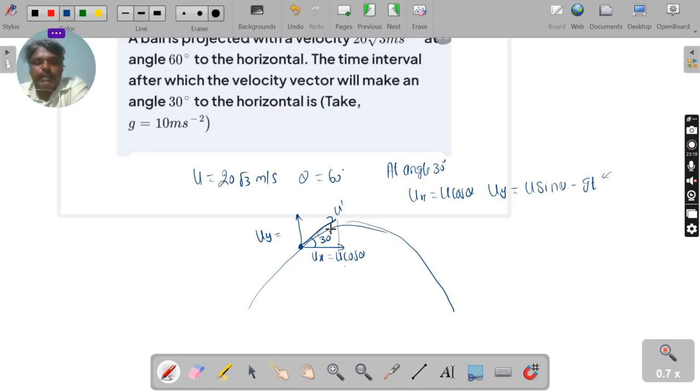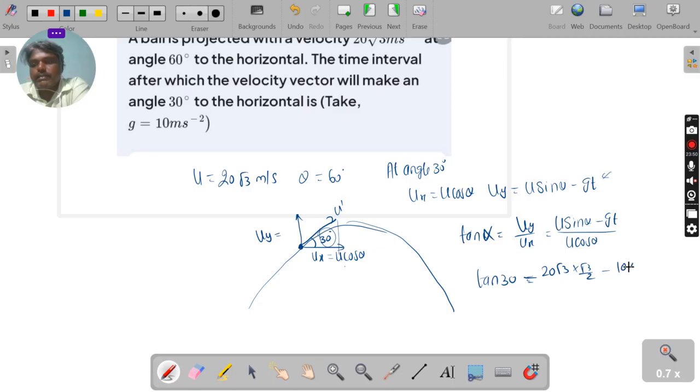If this angle theta is given, the problem is easy. Now tan theta is equal to the vertical component by the horizontal component, that is U sin theta minus gt divided by U cos theta. Tan alpha is equal to, so what is the angle alpha? Tan 30. What is the initial thrown angle? 60. Sin 60 is root 3 by 2. G value is 10, t unknown, divided by 20 root 3, cos 60 is 1 by 2. So it becomes 10 root 3.